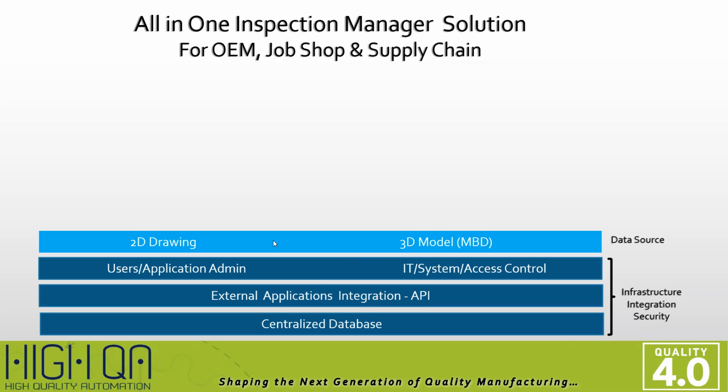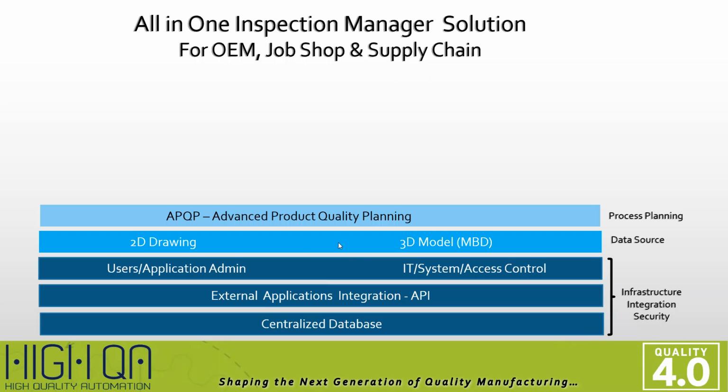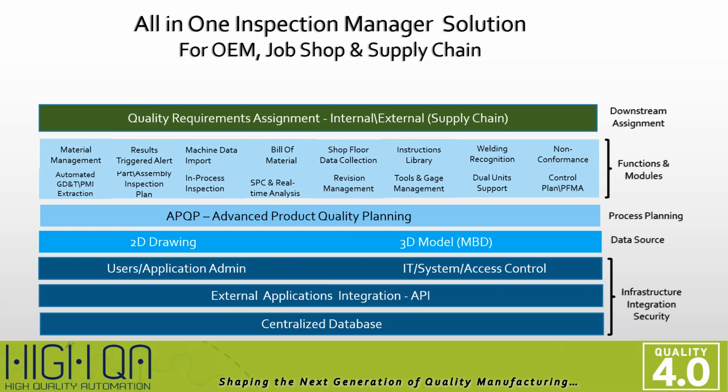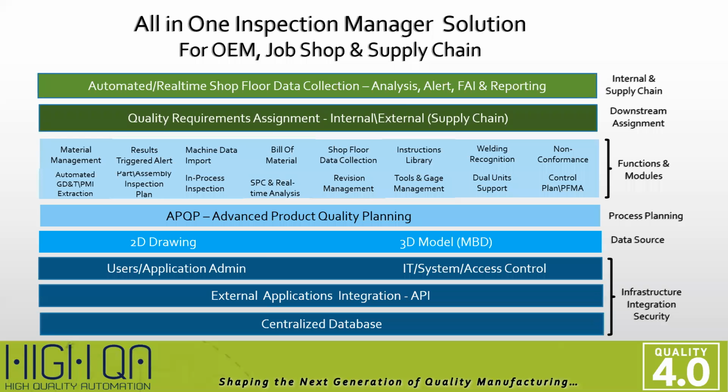Then we deal with the data source, which is the 2D drawing or 3D model. Then comes the APQP layer, which is a module. If you need it, fine. If you don't, you don't. But it's not Excel anymore. It's integrated. It's an application. Then comes the very robust layer of functionality that enables you to take a project from A to Z. You assign it to the shop floor or external, like the supply chain, and then comes the data collection. And data collection is connected directly to the source of the data. It's not metadata, it's data.